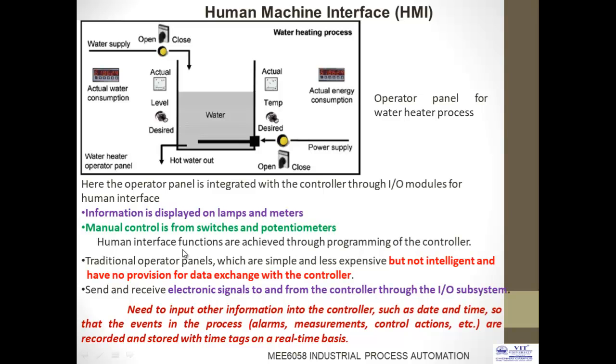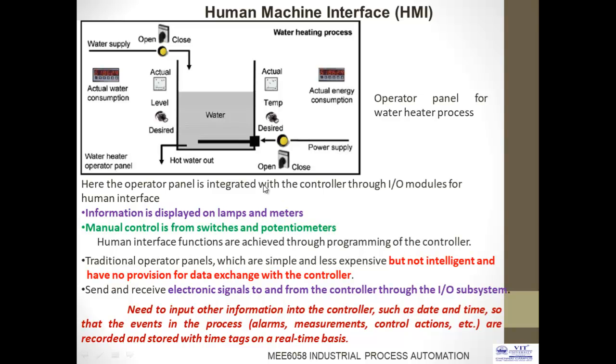The human interface functions are achieved through a programmable controller. What I said is that this front end and back end are interconnected with the help of I/O modules with proper programming. That is why the human interface is needed, to transfer the data. Whatever the operator needs to transfer to the real-time system, a controller is needed for that.